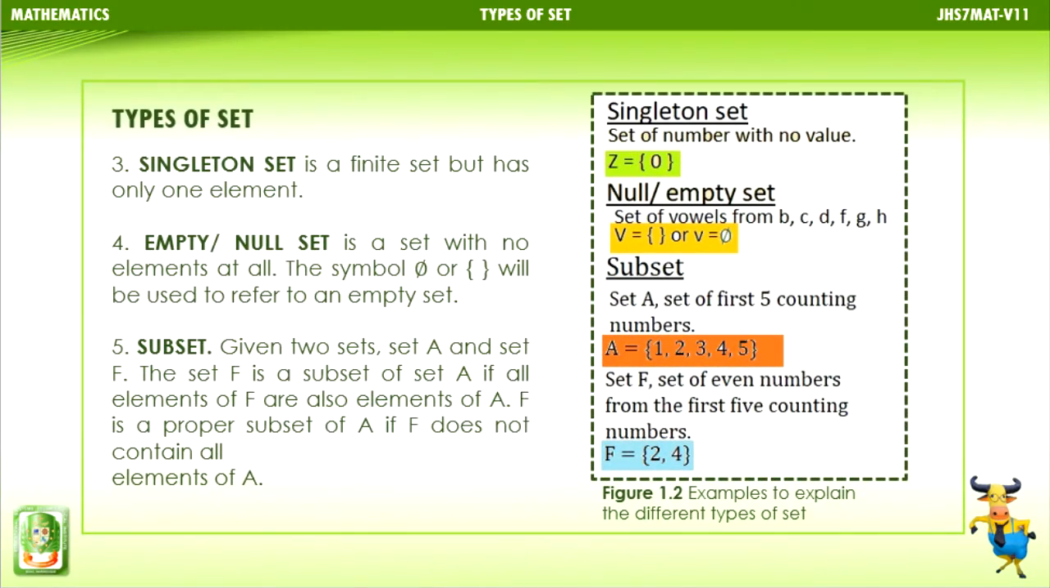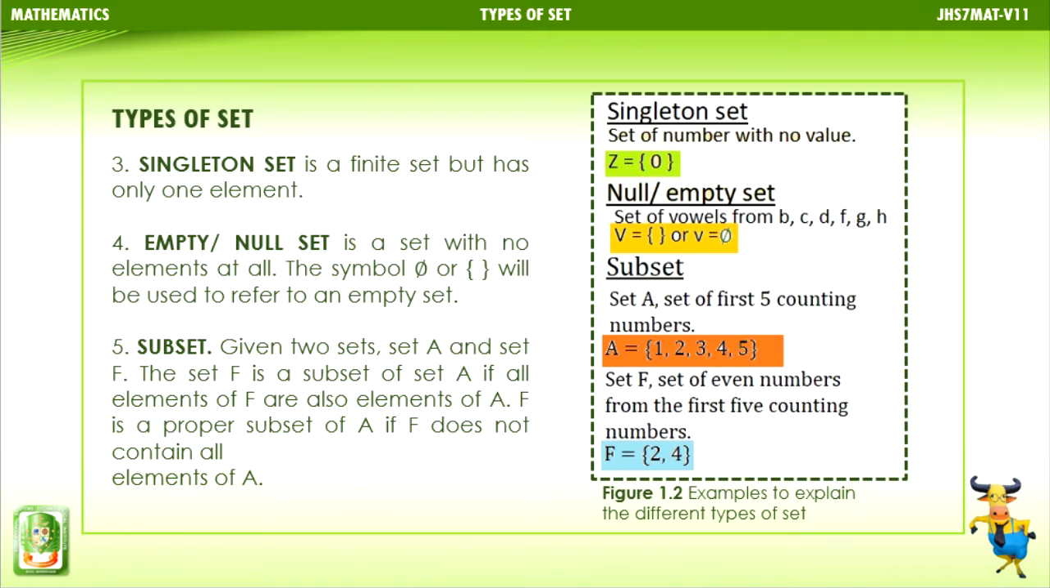Third one is singleton set. From the word single, this set is a finite set but a special one because it has only one and only one element. For example, on figure 1.2 set Z is a set of numbers with no value and the only number with no value is 0. That is why set Z is an example of a singleton set.